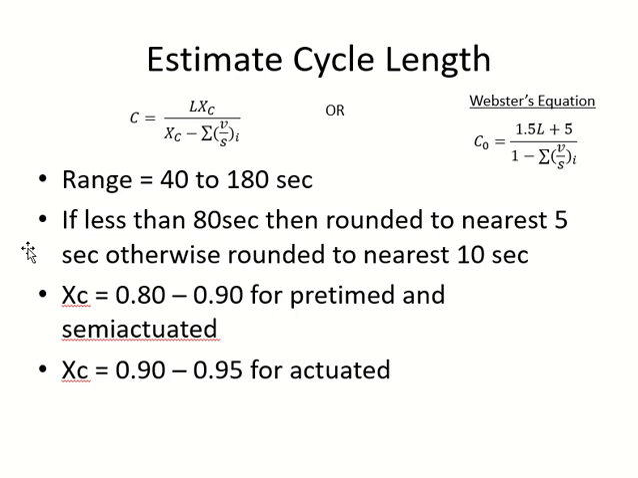Capital L means the lost time. XC is the volume to capacity ratio, which you have decided. And V by S, volume to saturation flow rate, which you have calculated. While we are doing the summation for each phase, each phase will have a lane group, and that lane group will have a V by S ratio. Clear? Any questions?